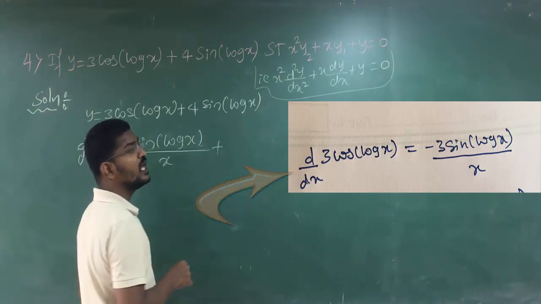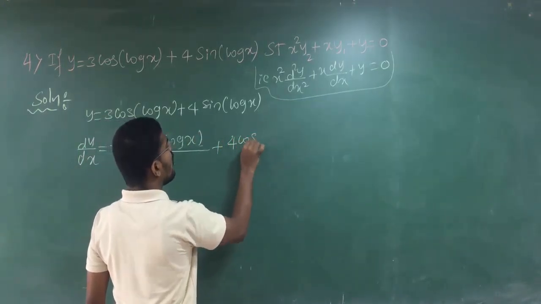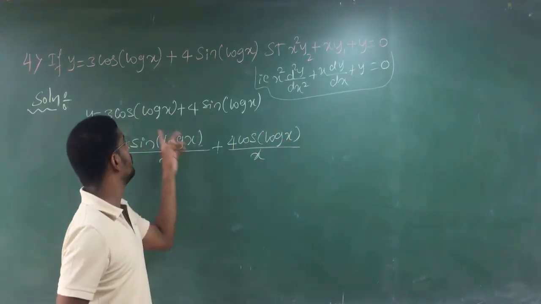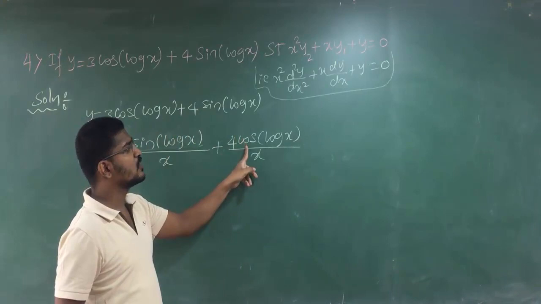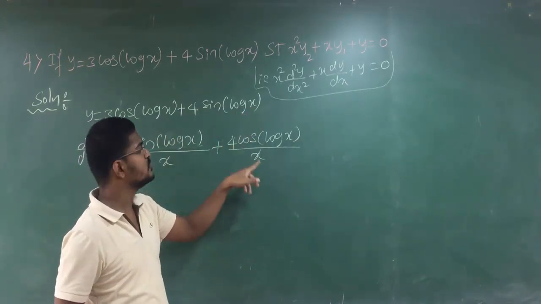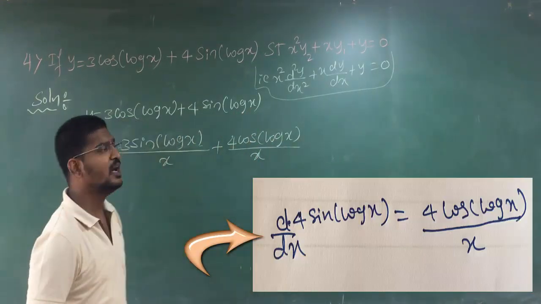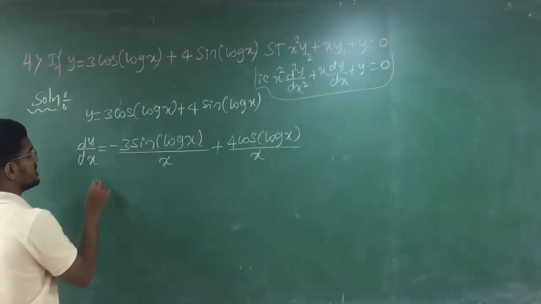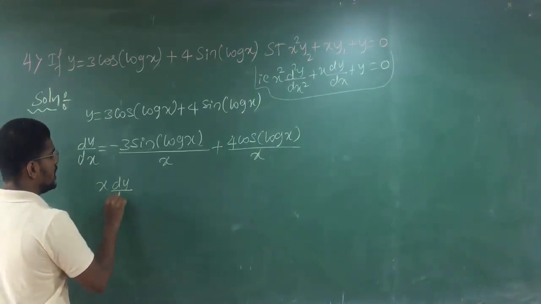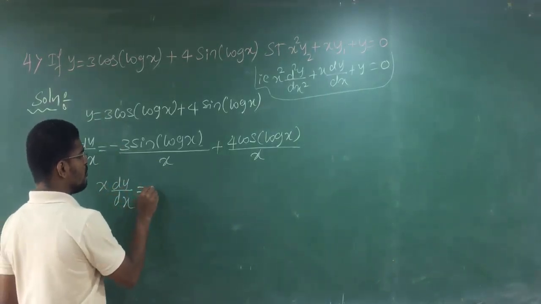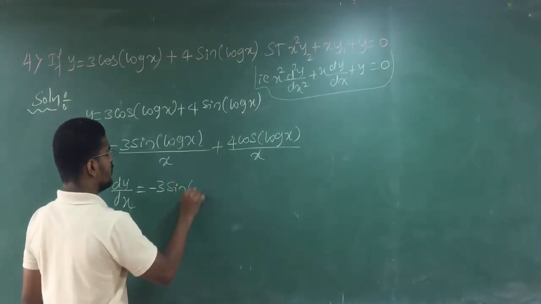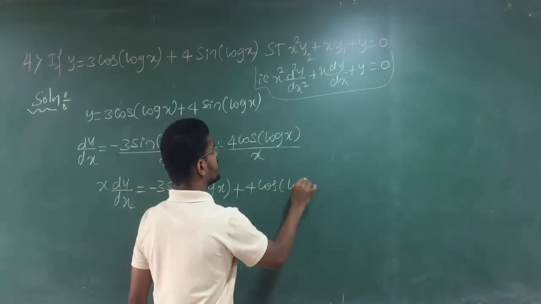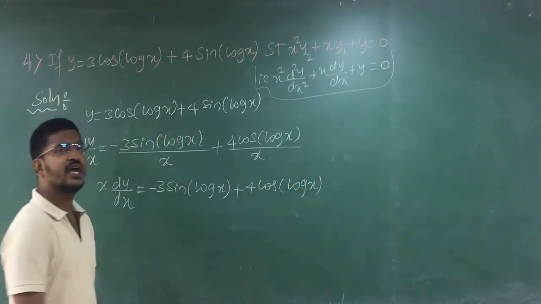What about this term? Plus 4 cos of log x divided by x. Same as it is. Sin differentiation is cos, log differentiation is 1 by x. So 4 cos log x divided by x. You take x and you multiply to dy by dx. It will be x into dy by dx. This is equal to minus 3 sin of log x plus 4 cos of log x. You are going to get.